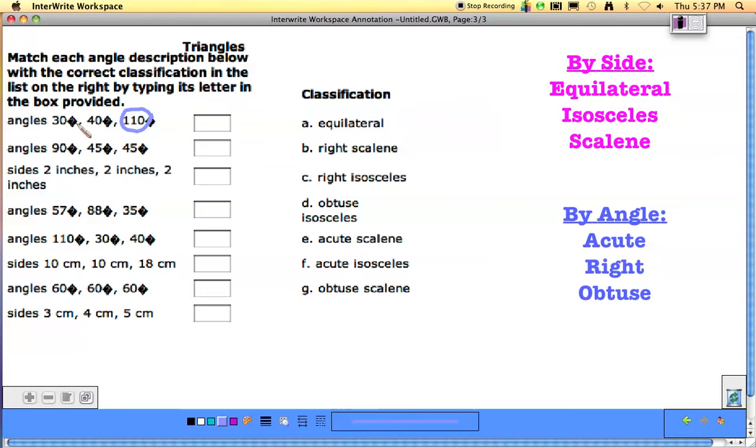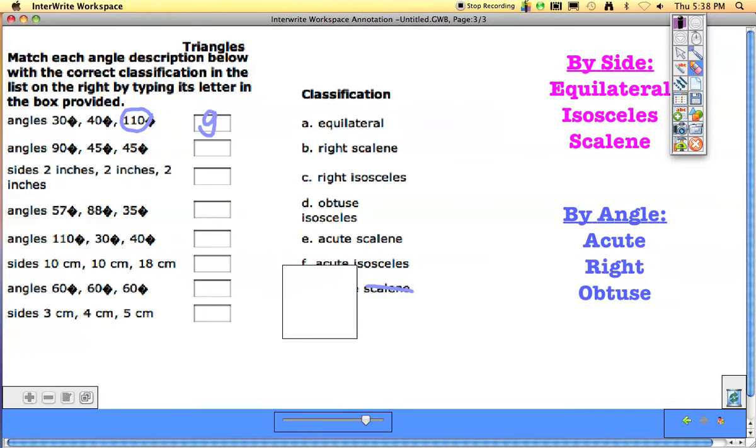I also see that the angle measurements are 3 different measurements. Well, I learned when I was talking about the sides that whenever I have 3 different measurements on the outside, it also means that I'm going to have 3 different angle measurements on the inside. So this triangle here is going to be classified as an obtuse scalene. An obtuse scalene. So it's going to be this one right here. So cross it off. Well, actually, I'll leave it open just in case you want to go back and write this stuff down.